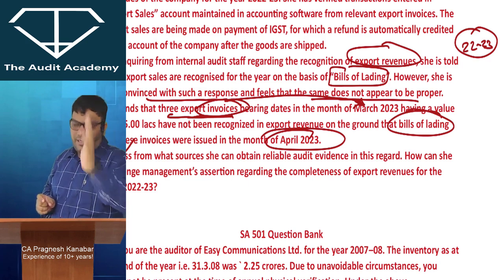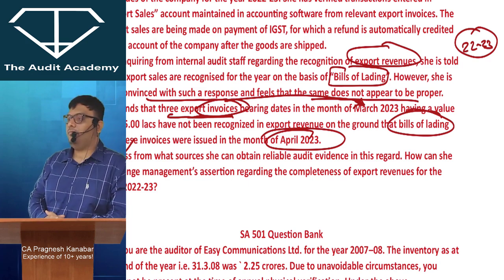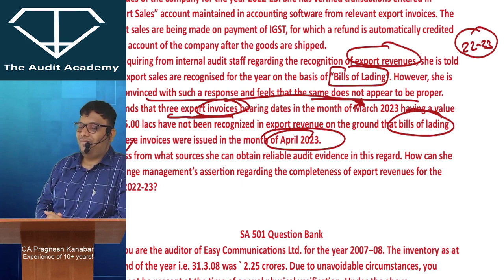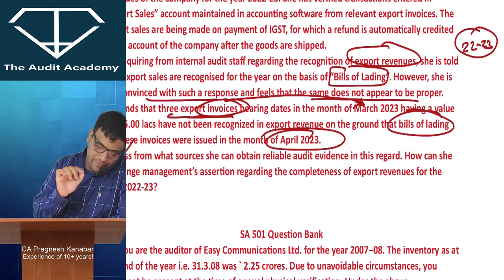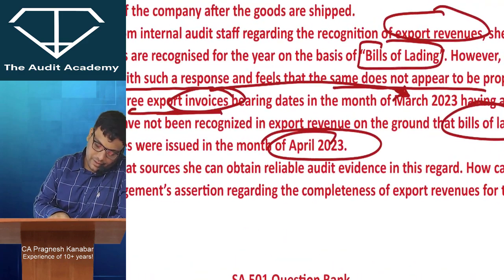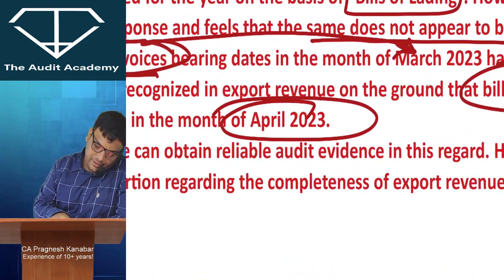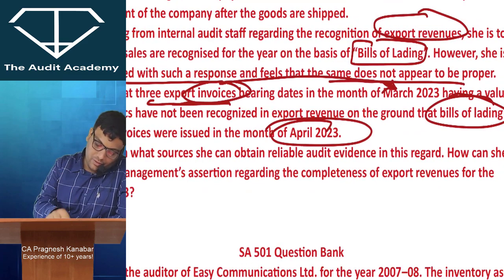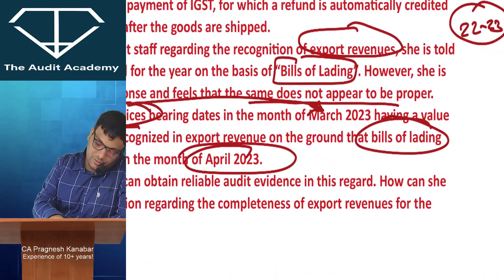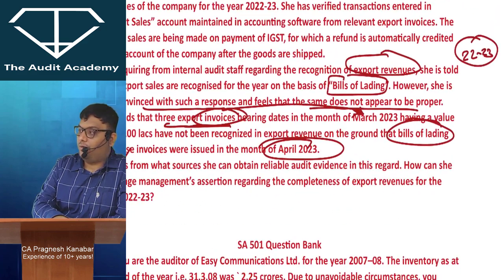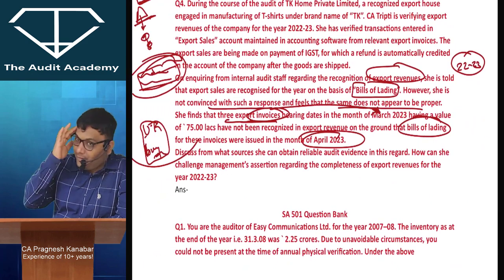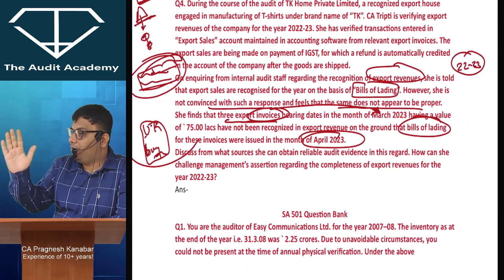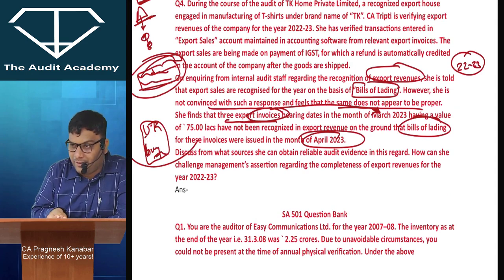Alright. Tell me, who is correct over here? Management is correct, that bill of lading is the proper revenue recognition principle. But if bill of lading is proper revenue recognition, then the bill of lading was issued in April 23, while the sale actually belongs to March 23. Then what to do? Now, you have applied your brain. Everyone has taken their own stand. At least some stand you will have to take when this comes in the exam.